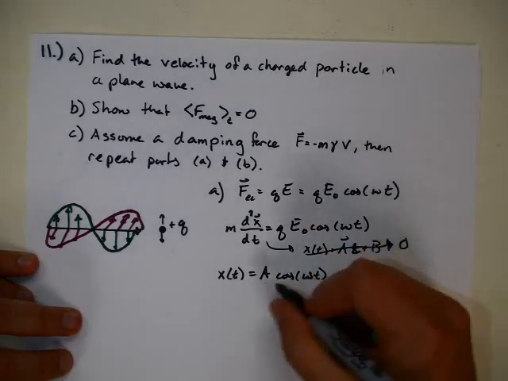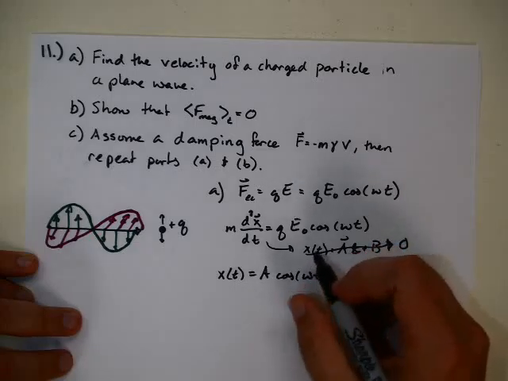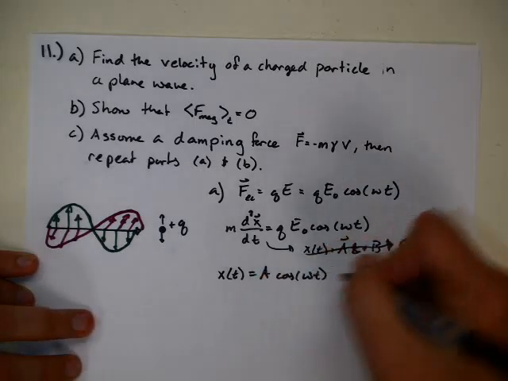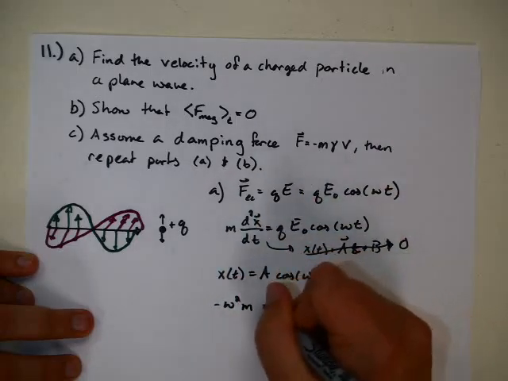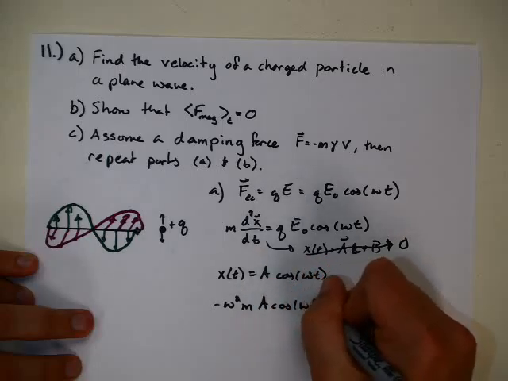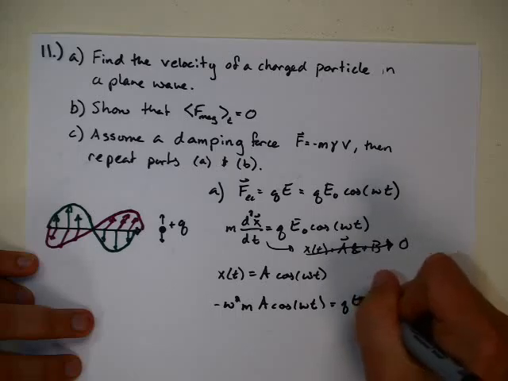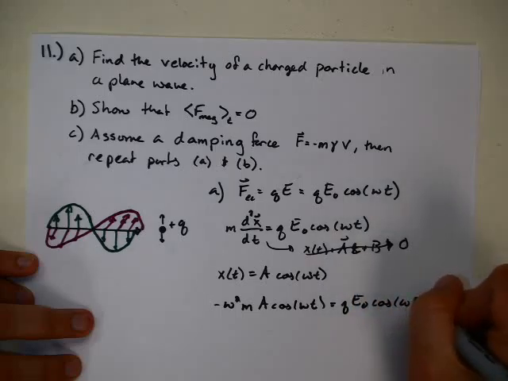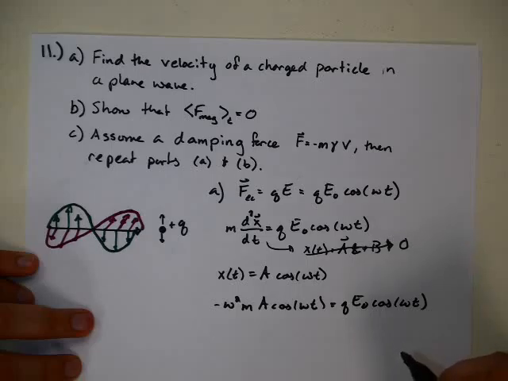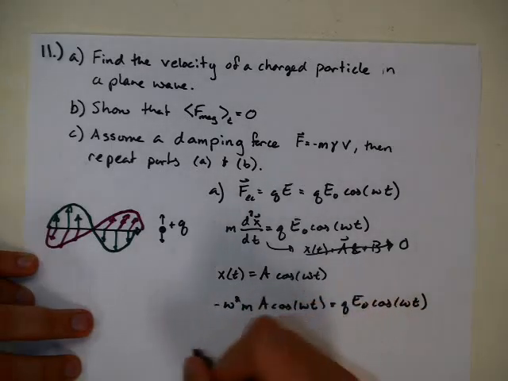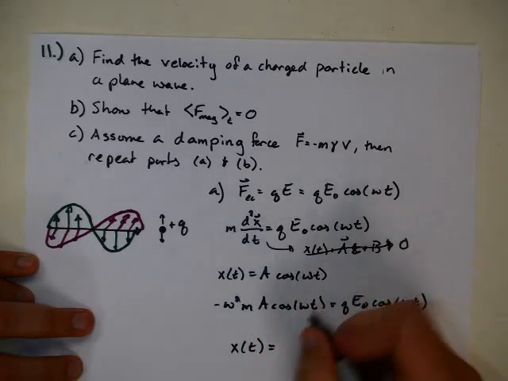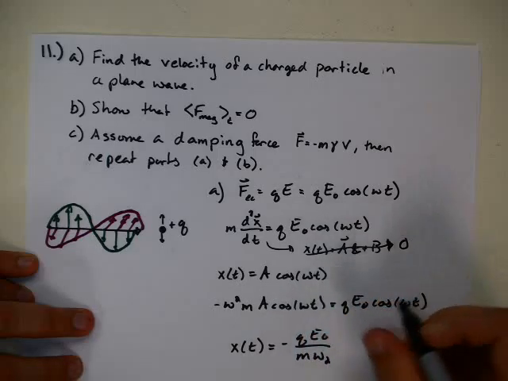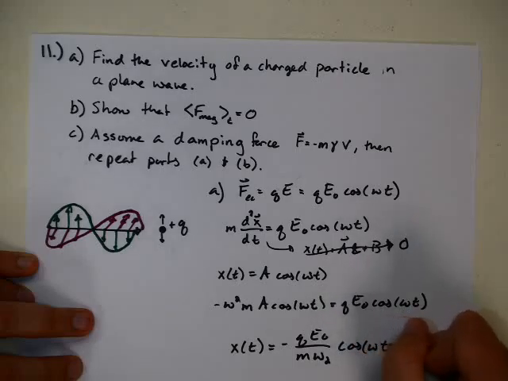If I take two derivatives here, I'm going to get a minus omega squared come out front. And so plugging that in here, I'm going to get minus omega squared m times A cosine of omega t will be equal to q E naught cosine of omega t. And now I can solve for that unknown A. And so I can say in this part that x of t is going to be equal to minus q E naught over m omega squared cosine of omega t.